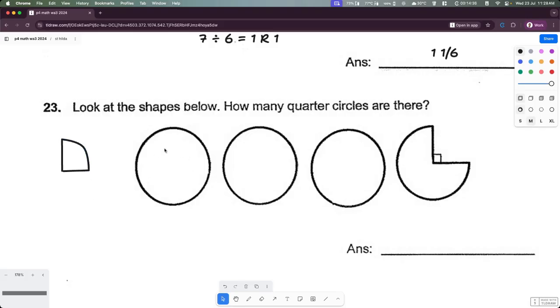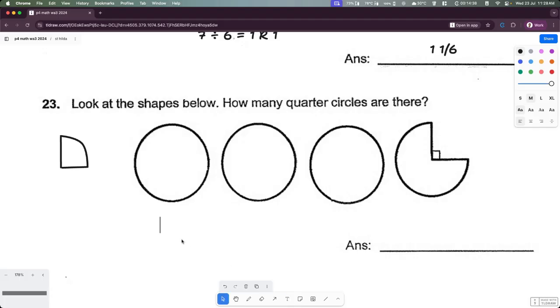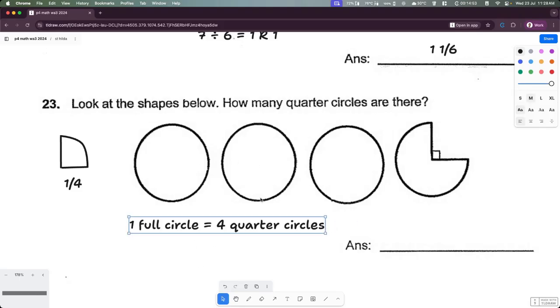So essentially, we know that one full circle, so this is a quarter circle, right? 1 out of 4. So one full circle, how many quarter circles are there? 4 quarter circles, okay? So we know that one full circle is 4 quarter circles. That means this will be 4 quarter circles.